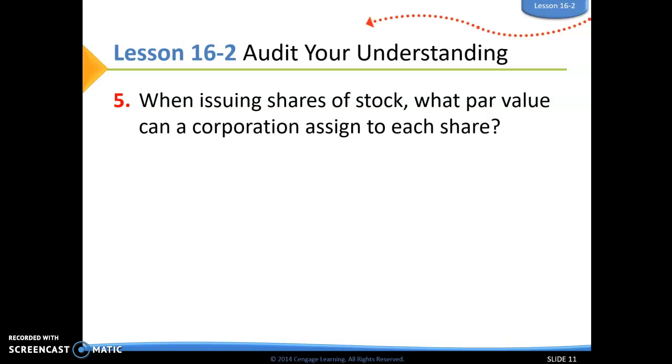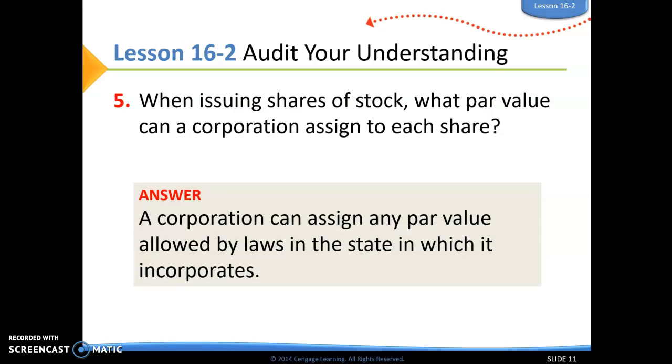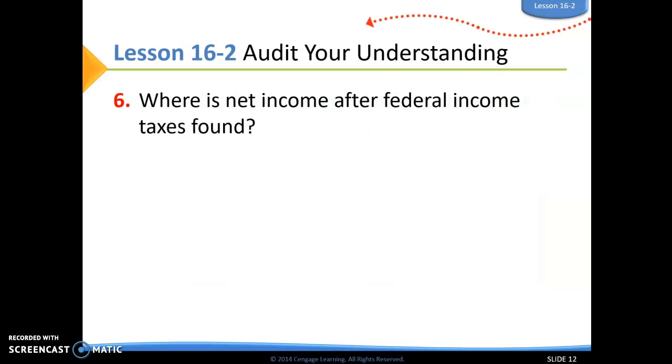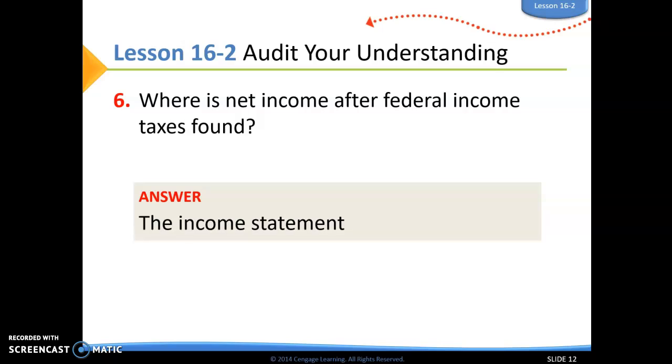Number 5, when issuing shares of stock, what par value can a corporation assign to each share? The corporation can assign any par value that is going to be allowed by the laws in the state in which it incorporates. Number 6, where is net income after federal income taxes found? We're going to get that off of our income statement. That was the end of 16.2 lecture.